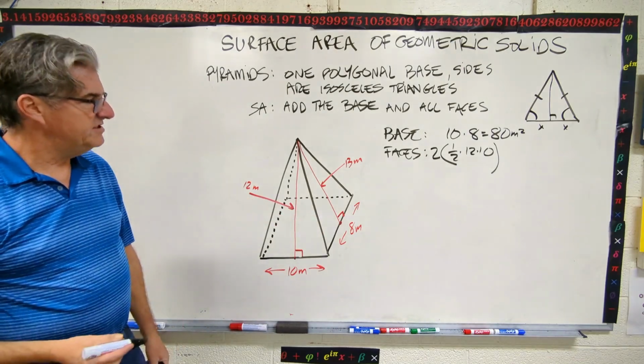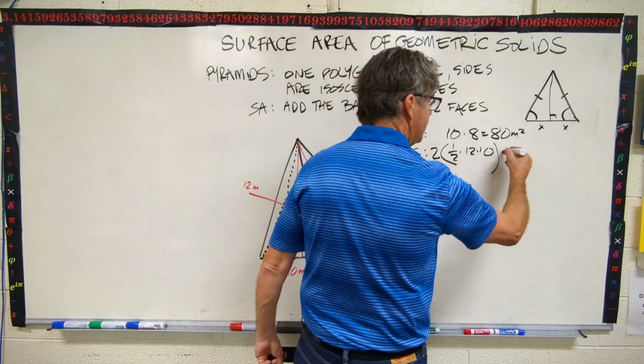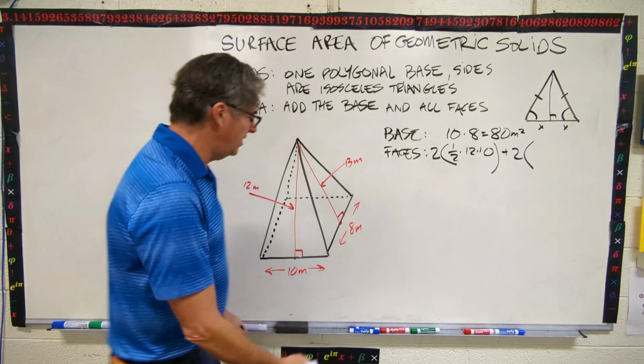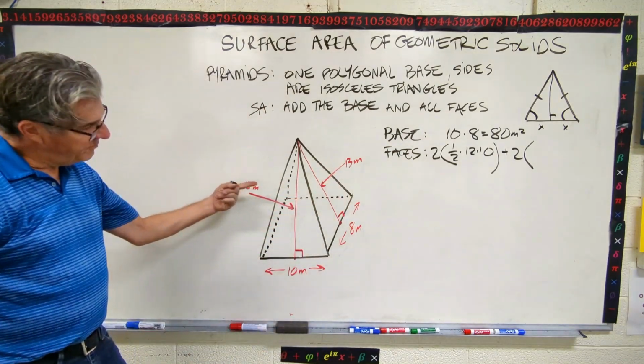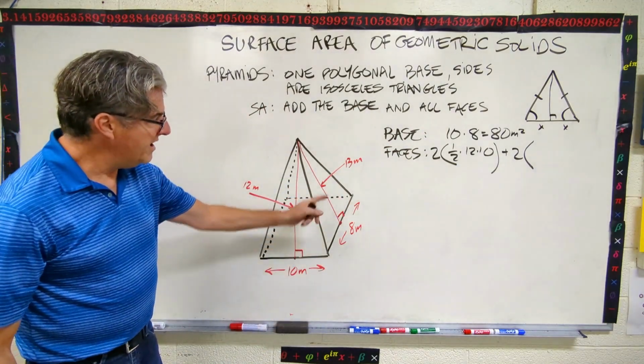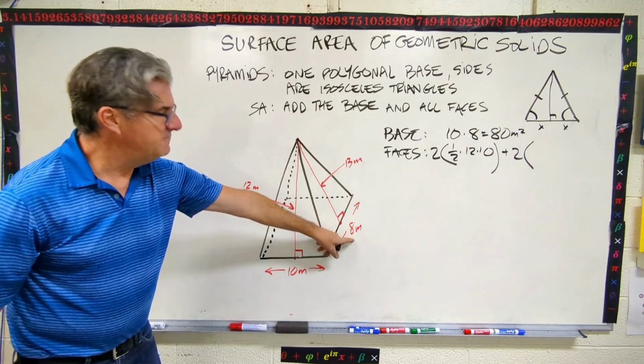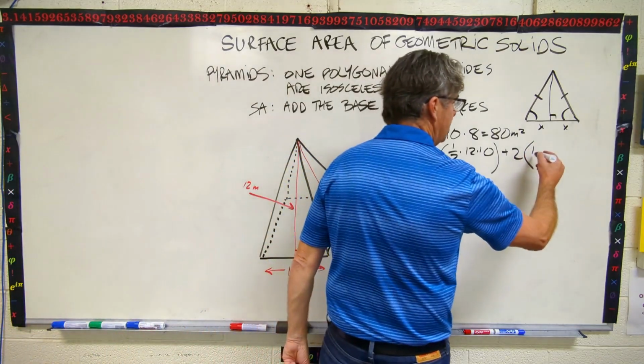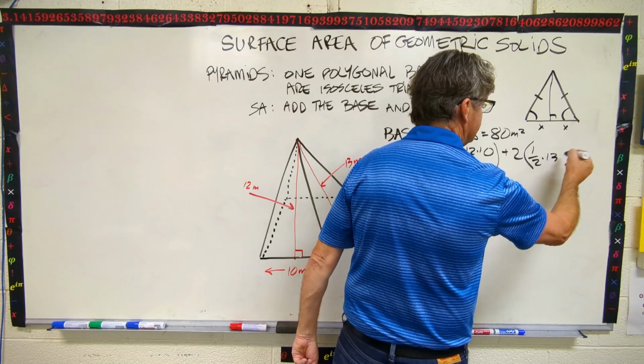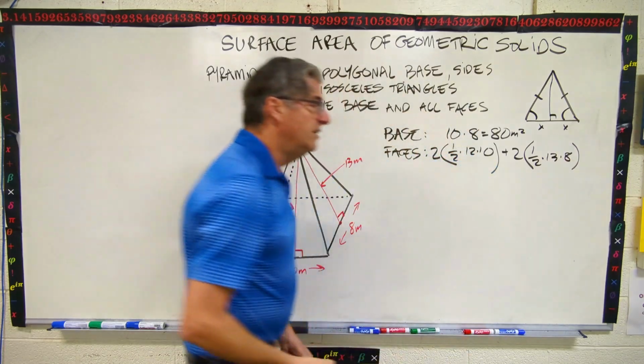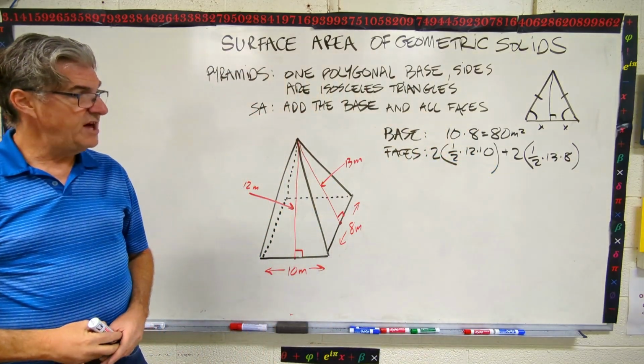Now my side faces are going to be in a similar way. We have two identical ones. We have this one and the one on the back there. And that's going to be 1/2 times 13 times 8. So we have 2 times 1/2 times 13 times 8. So go ahead and pause the video and do that calculation.